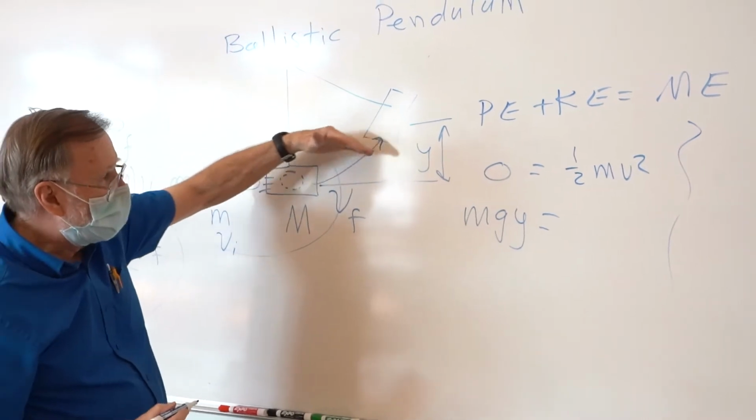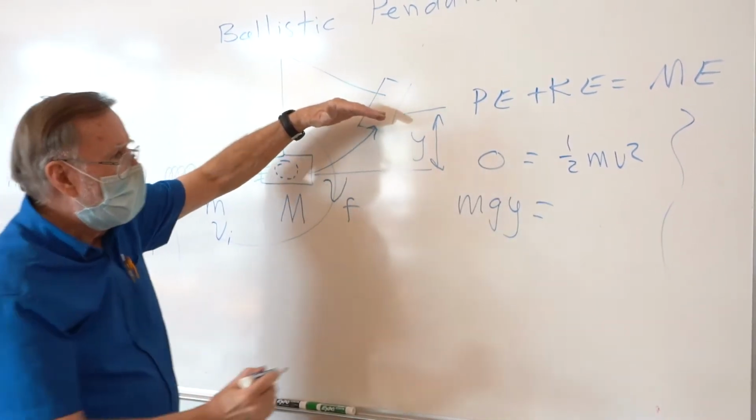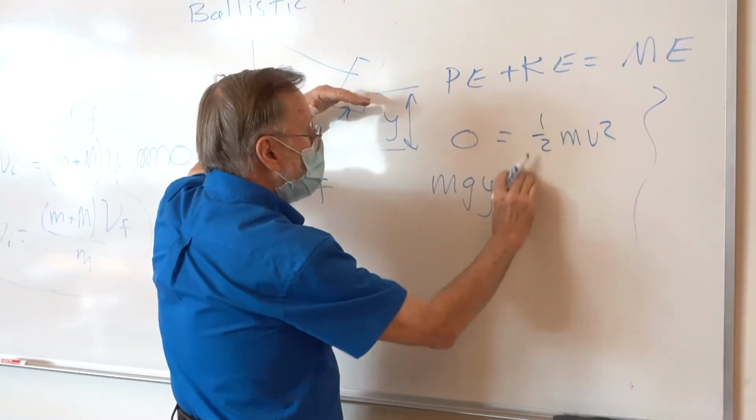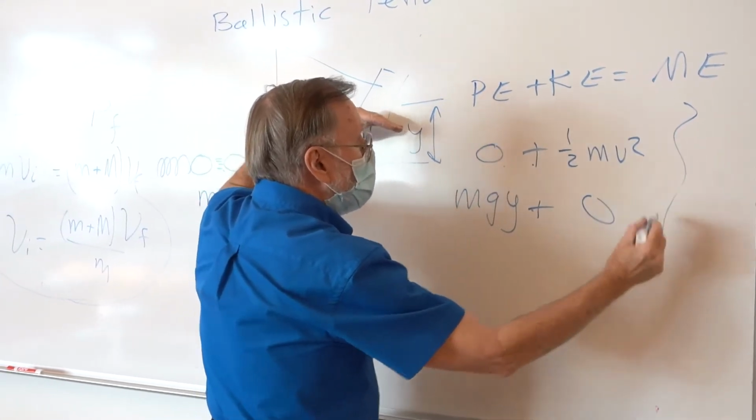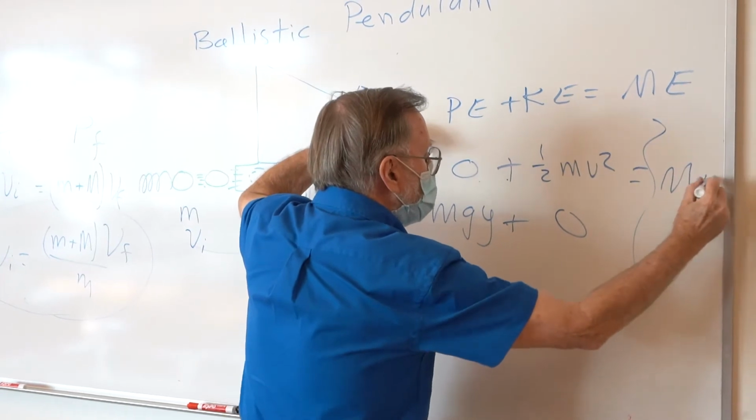It swings up and it stops. Now it's got potential energy and zero kinetic energy. This should be a plus sign, excuse me. 0 plus mgy plus 0 equals the same mechanical energy.